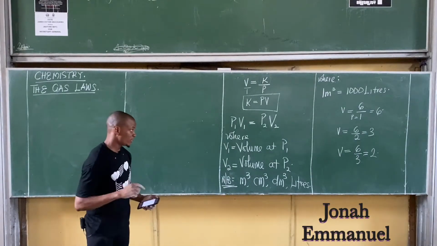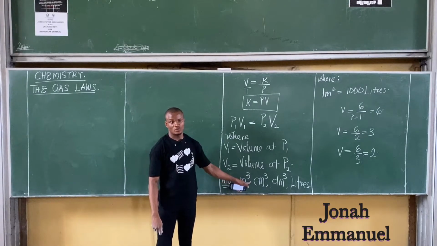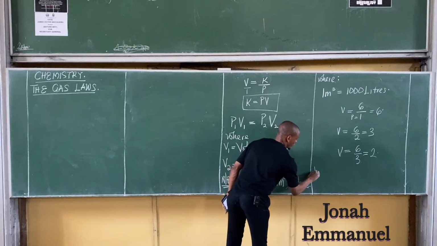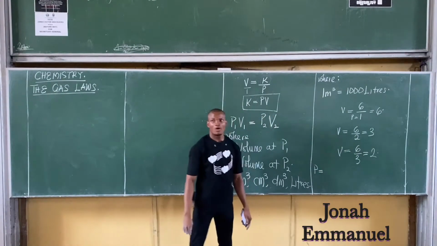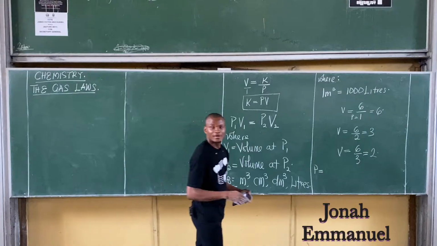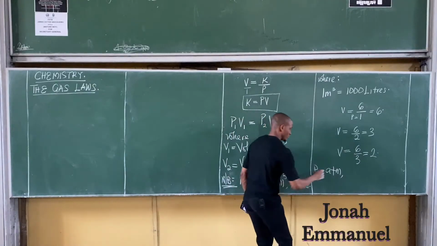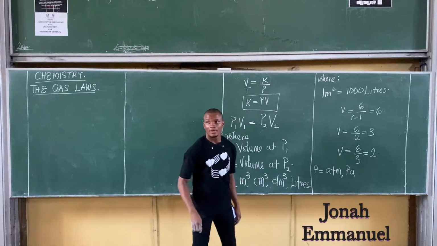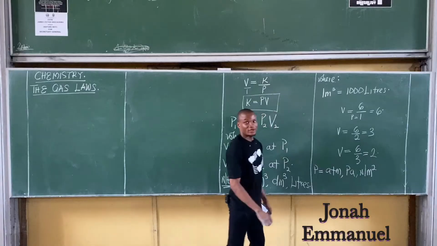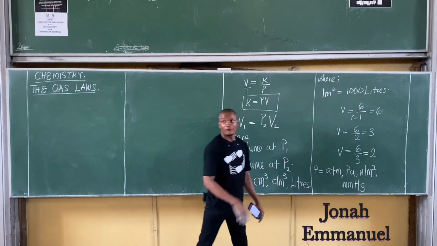Before then, hold on. We just said volume is measured in meter cube, cm cube, dm cube, liter. What about pressure? What are the units for pressure? ATM, atmosphere. That's ATM. What else? Pascal. What else? Newton per meter squared. What else? Millimeter of mercury. These are like the 4 units for pressure, right?